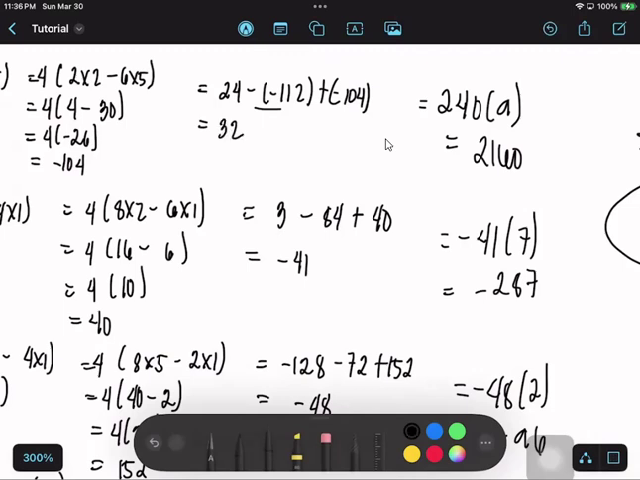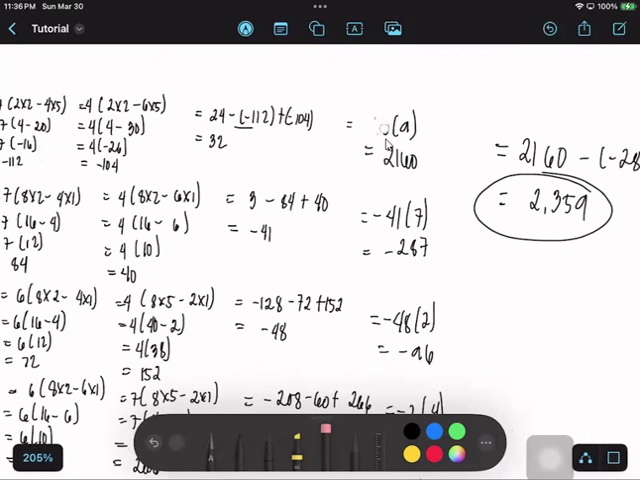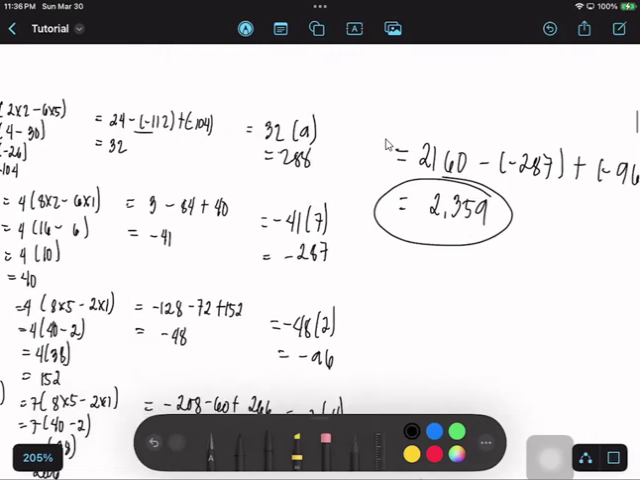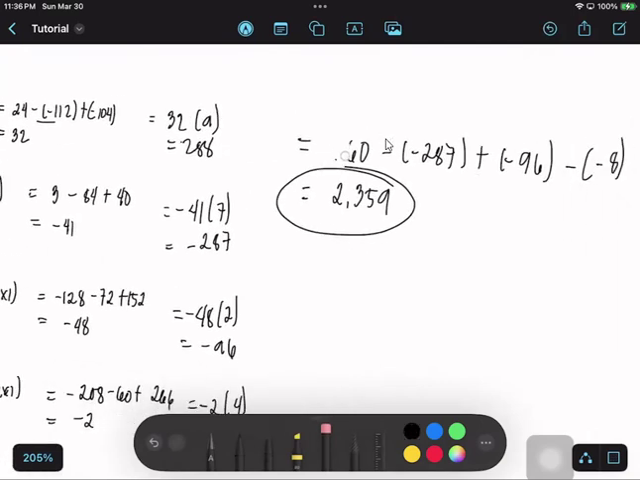Let me rectify that one. So we're going to update here 32 times 9, so it will become 288. So what is going to happen, remove this. So the answer will not be like that. It will become 288 minus the negative of 287, then plus the negative of 96 minus the negative of 8, which will become 487.